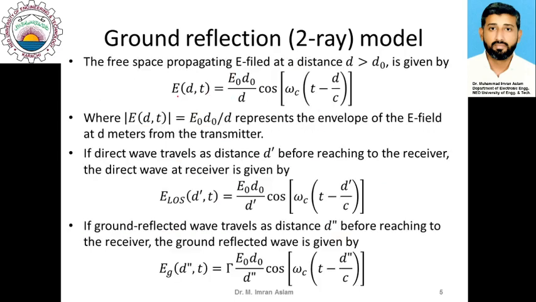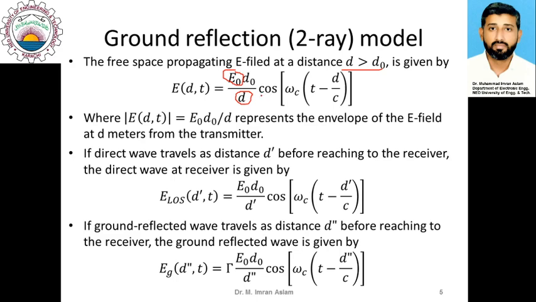So what should be the field at a distance d? This E naught is actually the field strength at d naught, and because at a distance d the field strength will get reduced, we typically write it as d naught by d, where d is greater than d naught. So this component represents the magnitude of the field, which is smaller than what you have at the reference distance d naught.